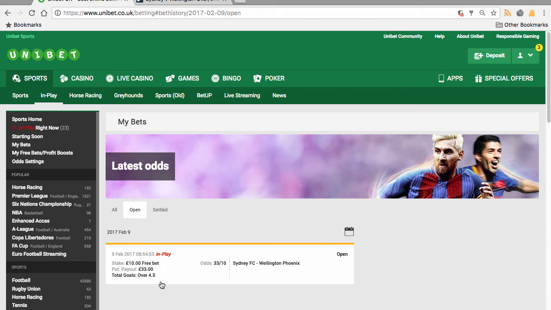As a rough rule of thumb, the worst case scenario here is there's no goals. We don't touch it, it runs to fruition. Or the goals come very late and we can't do anything about it. And we just lose a £10 free bet. So no impact on our overall betting bank. A little bit annoying because we wasted a £10 free bet, but no harm done.